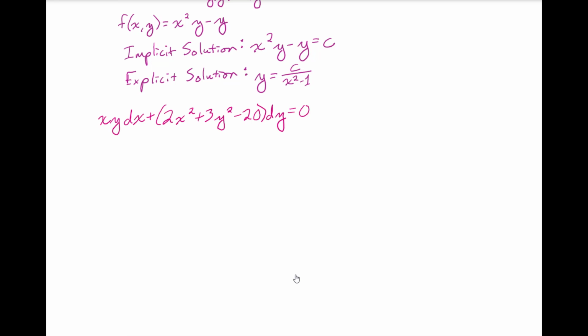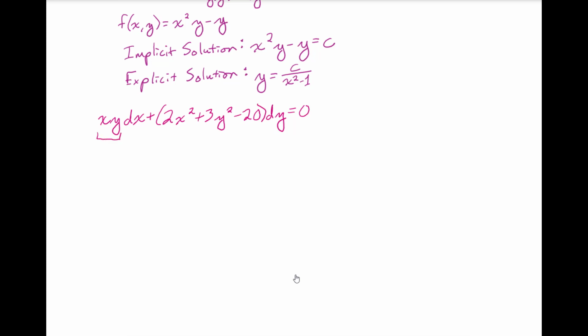So let's consider the example xy dx plus the quantity 2x squared plus 3y squared minus 20 dy equals 0. The first thing that we do is we look at M of x,y and N of x,y, and we'll check to see if this is an exact equation.